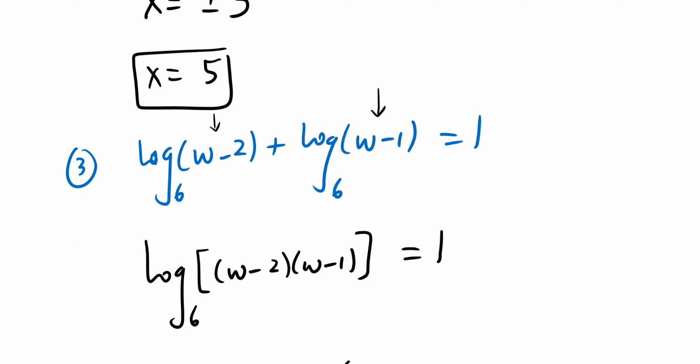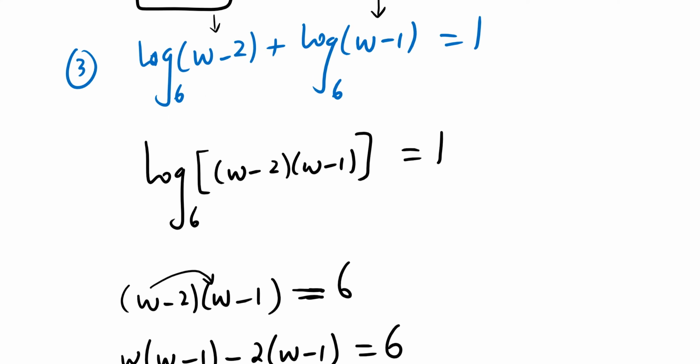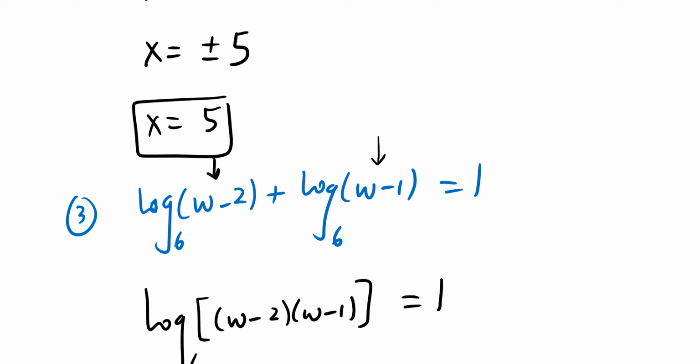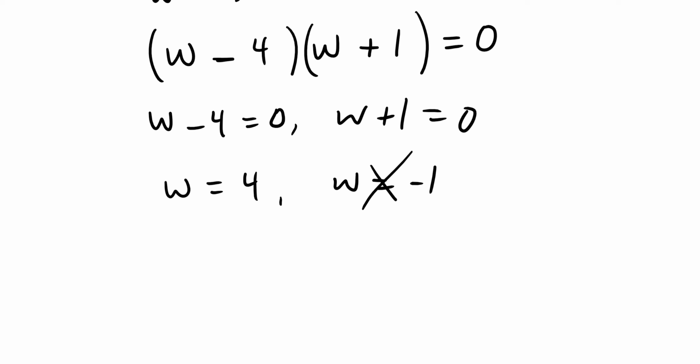You can try it. But if you take the negative 1, plug it into the first one here, that's going to give me negative 3 right away. That's not possible. Log doesn't take negative values. So that's why negative 1 is not acceptable. Only W equals 4 is an answer.